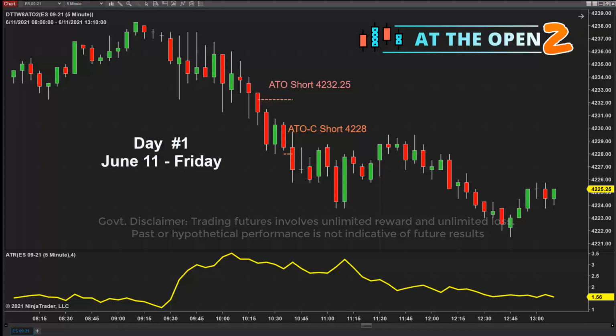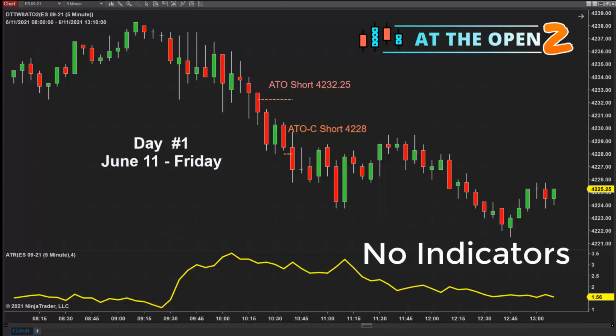So the ATO2 is a method based on price action, which means we're not going to teach you any type of conventional indicator. We're not even going to use any type of stochastics, MACDs, momentum, SMA, volume. We're not going to use any of those things. We're going to focus on price action.